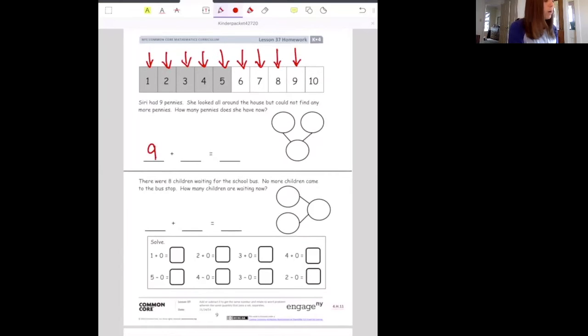She looked all around the house, but could not find any more pennies. If you don't find any more, what number do you need? There are no more. 0, yeah. So if you had 9 pennies, but you didn't find any more, how many pennies do you have? Good, 9. Your number did not change. Anytime you add 0, your number does not change.